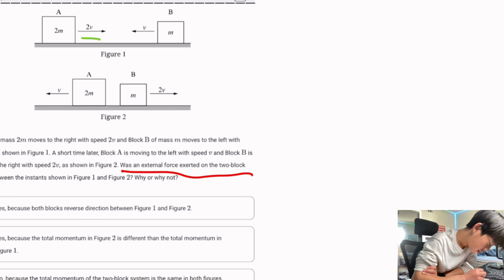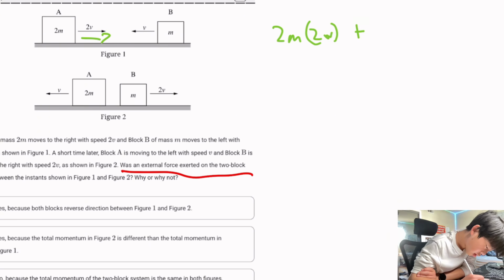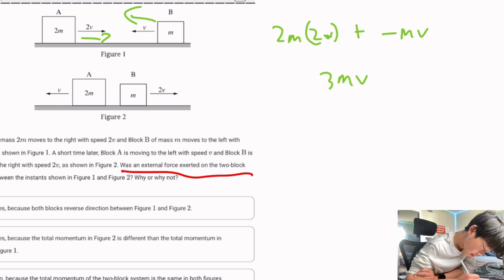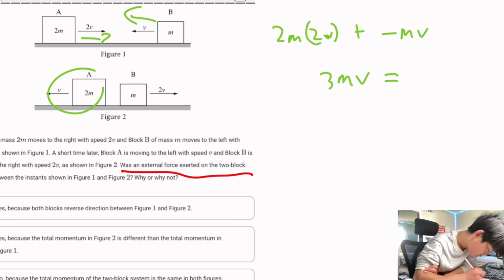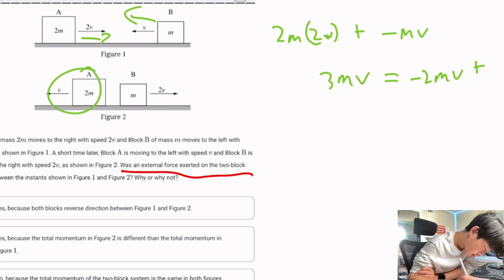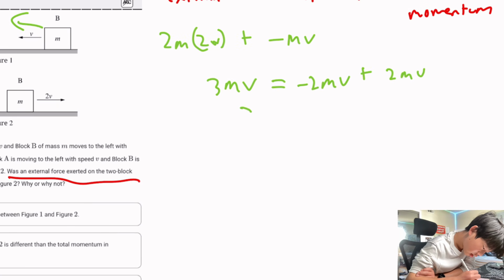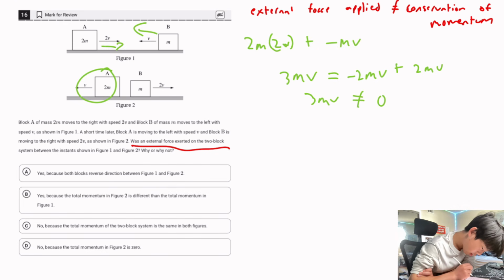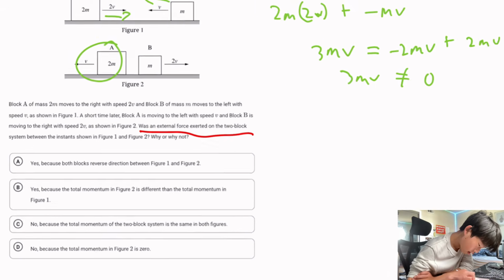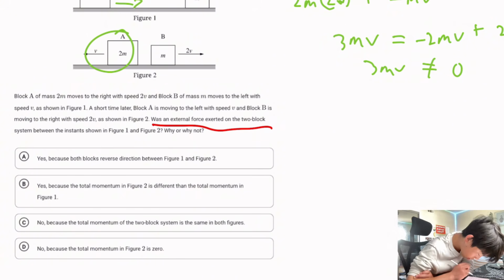Okay, so this one is going to be 2v times 2m plus negative mv, because it's moving in the negative direction, so it's going to be 3mv. Now we need to see, is it equal to negative 2mv plus 2mv? So 3mv is not equal to 0. So that means there was an external force applied, because conservation of momentum is not applied in this case. So yes, because momentum is different.